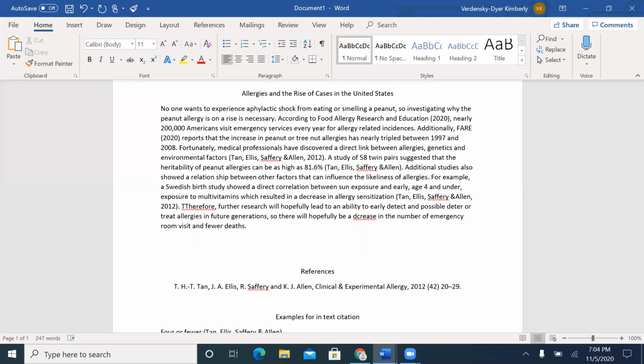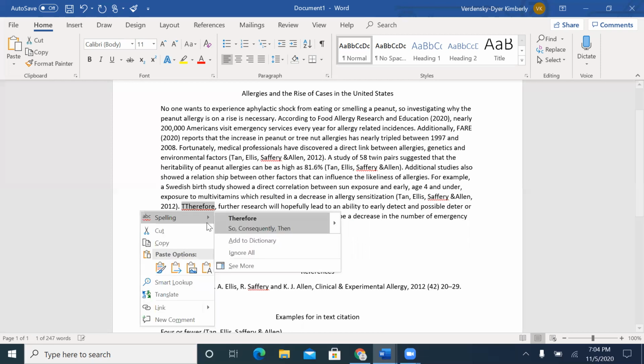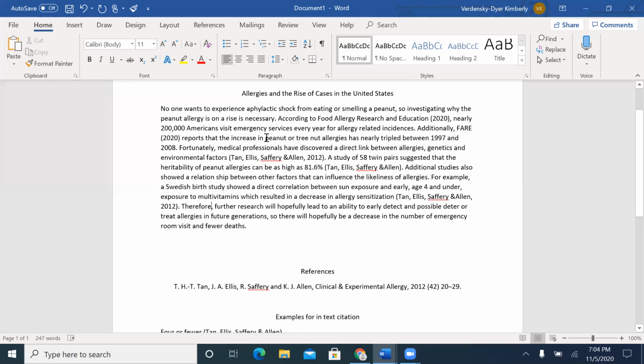Okay. I've ended now with this really forceful image of emergency visits and death. So I've linked back to my previous examples. I've incorporated a variety of sources. I've cited my sources multiple times. I've used signal phrases. I have 197 words.